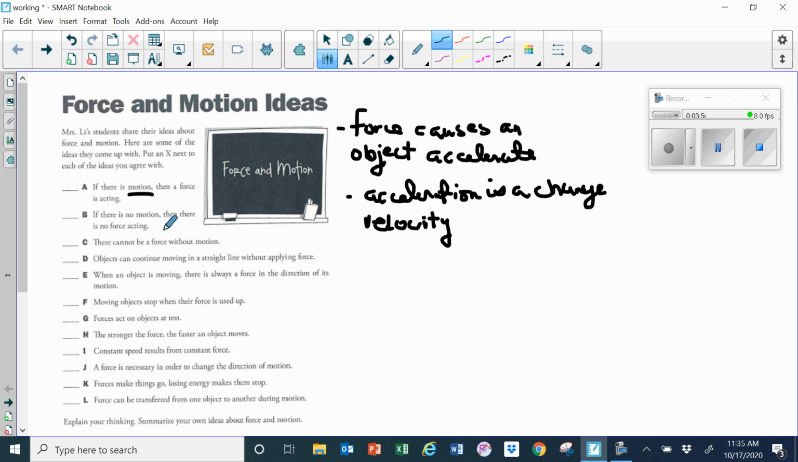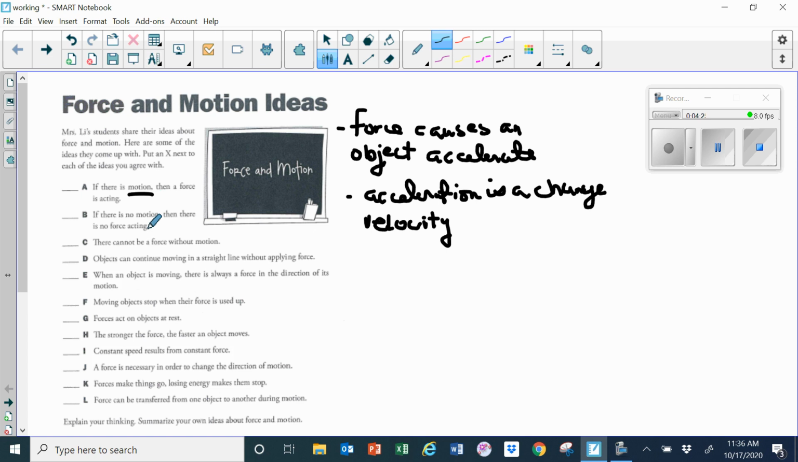Okay, so the next one, C: there cannot be a force without motion. Well, sure, same example as B. There's a book sitting on a table. It's just stationary on the table, at rest. There's a gravitational force acting on that book, but that book is not moving. So there can be a force without motion.